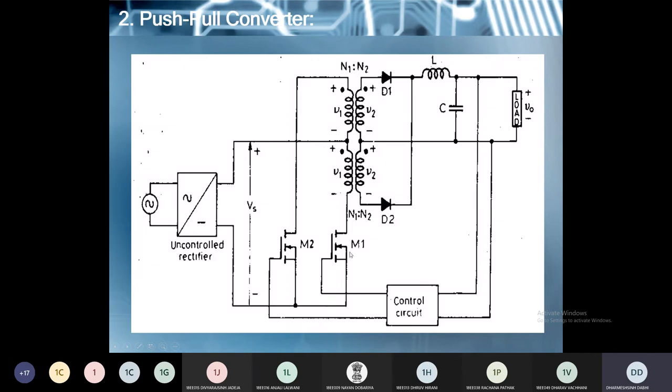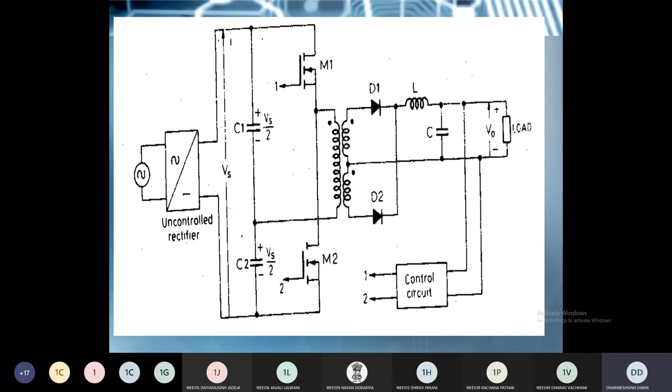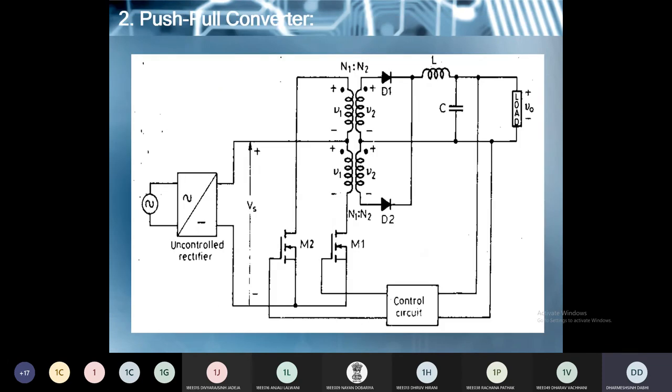So in the first mode we turn on the M1 switch. So let's see the single line diagram or equivalent circuit. What happens? Here the DC supply is here, the positive terminal is connected here, negative is here. So what is the polarity of the primary and secondary? With this polarity, plus minus, the upper half of the primary is plus and minus. The secondary side also has the same polarity, plus minus, plus minus.